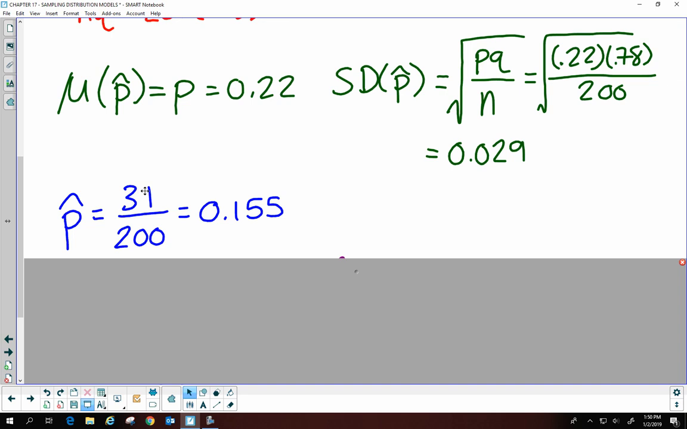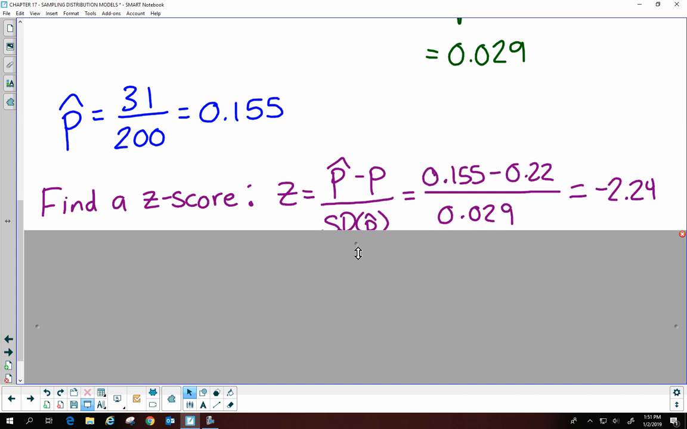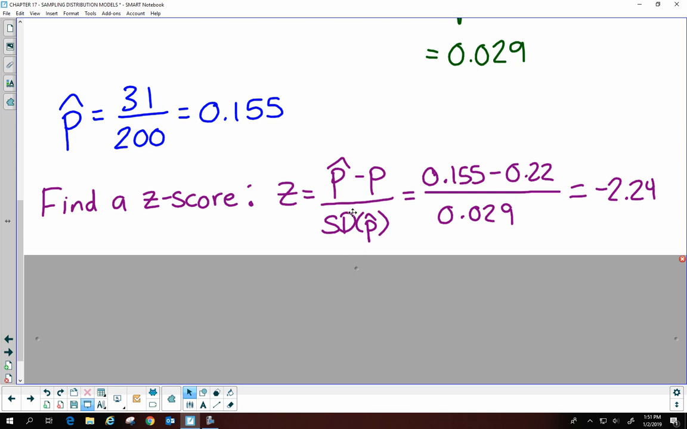We had 31 of these 200 randomly selected females who reported a BMI of 25 or higher. And so from our sample, we have a proportion of 0.155. Different from the CDC, but is it unusual? That's what we're trying to figure out. So we find a z-score. It's been a while since we've done that. Remember, we take the sample and subtract the mean. So in this case, our sample proportion minus the population proportion, and then divide by the standard deviation. It looks like this, and we get a z-score of minus 2.24.